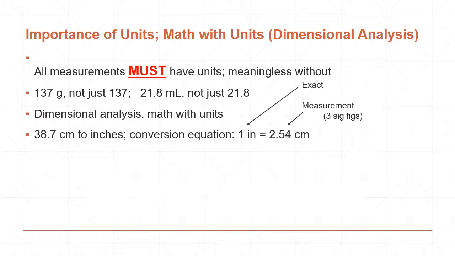The calculator knows numbers. It doesn't know precision, and it doesn't know units. So let's take a simple conversion factor problem. Let's suppose I want to convert 38.7 centimeters to inches. The conversion equation, the relationship between inches and centimeters, is here. So 1 inch equals 2.54 centimeters. Now, in terms of significant figures, 1 is considered to be exact. It's not going to contribute any significant figures.